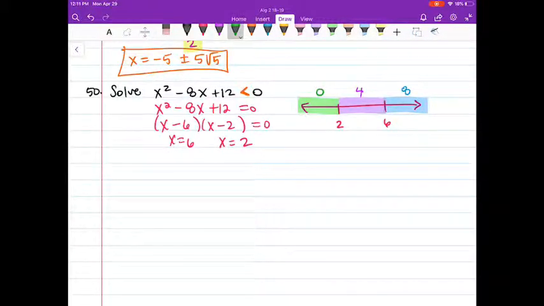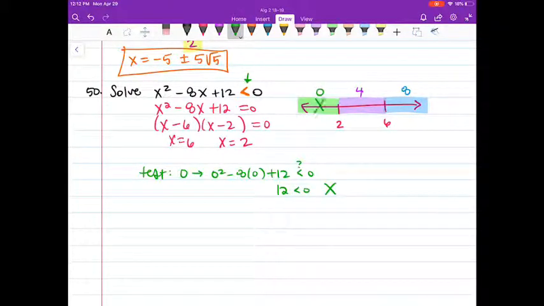Always choose 0 if you can. And then you're going to test them and see if they are true. See if they are in fact less than 0, because that's what we want. So plugging in 0, we've got 0 squared minus 8 times 0 plus 12 is less than question mark 0. Well, 0 squared is 0, minus 8 times 0 is 0. So this is saying 12 is less than 0. No way. So we are not going to shade that left-hand portion of our number line.